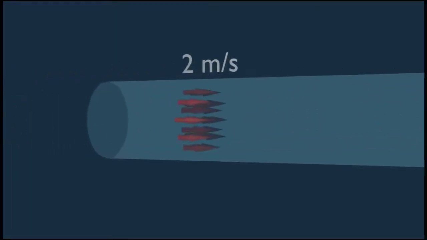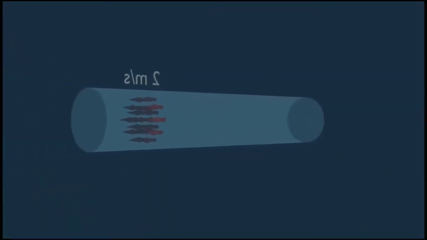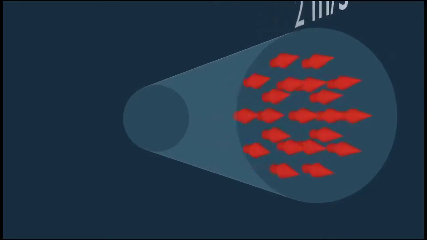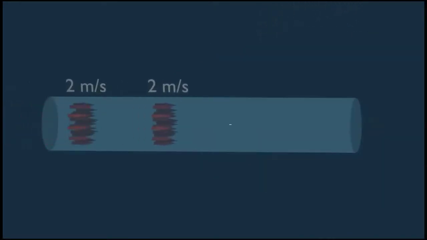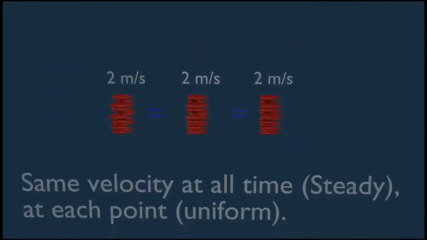Steady uniform flow. An ideal fluid maintains the same velocity at all times and at each point. This is called steady uniform flow. The velocity is always 2 meters per second at all times and at all positions. Just remember, the words "at all times" make it steady and "at each point" makes it uniform.